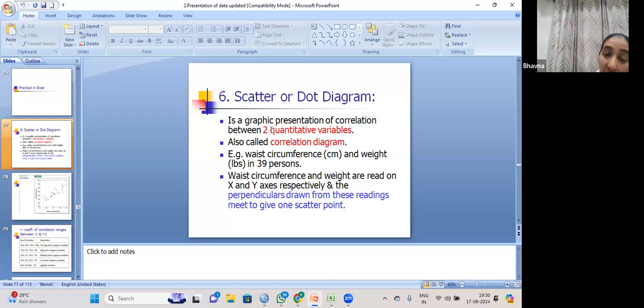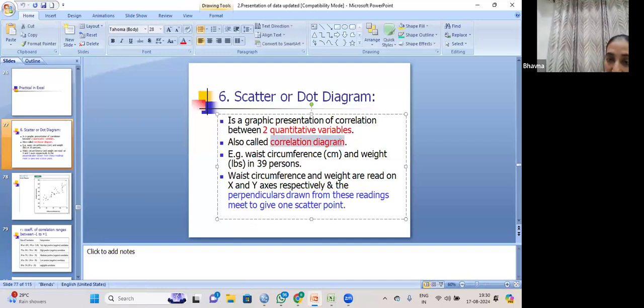Okay. Now, whenever you graphically present data wherein you are depicting two quantitative variables in the same diagram, the best diagram to use is correlational diagram. Okay. It is also called a scatter plot. It is also called a dot diagram. Okay. We'll see how to draw the scatter or the dot diagram in SPSS also. I'll show you, and in Excel, right?